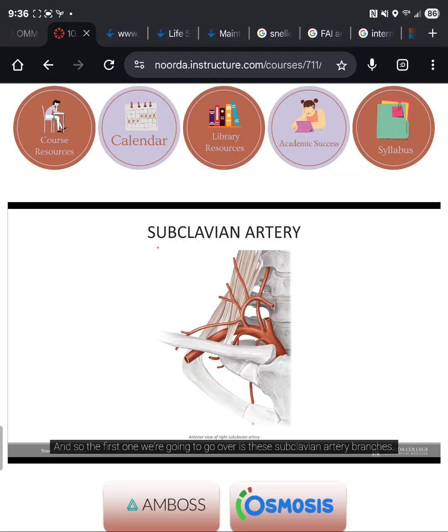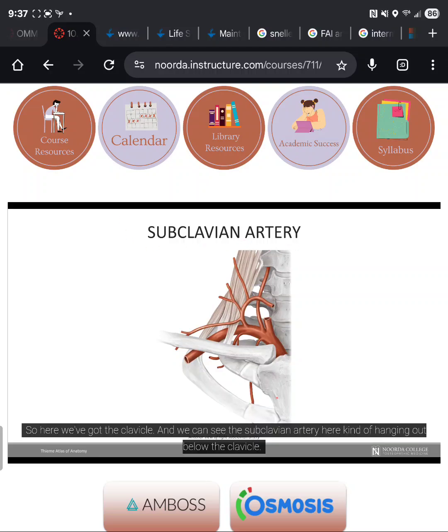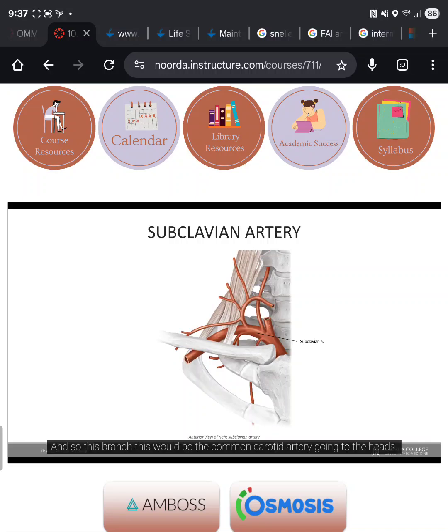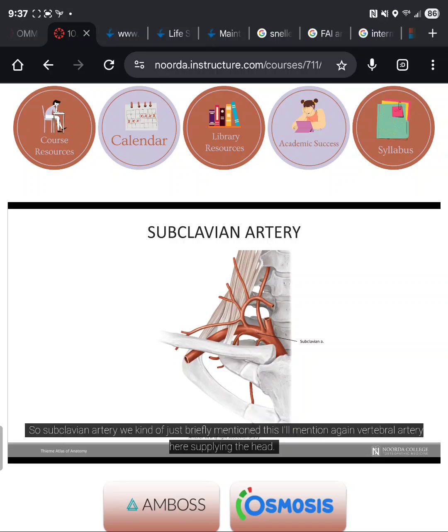The first one we're going to go over is the subclavian artery branches. Here we've got the clavicle, and we can see the subclavian artery hanging out below the clavicle. This branch would be the common carotid artery going to the head. This was the right brachiocephalic, and it's switching to subclavian right here once those two branch. Subclavian artery, we briefly mentioned this, I'll mention it again. Vertebral artery here, supplying the head. We've got the internal thoracic. And then this trunk here would have to be the thyrocervical trunk.